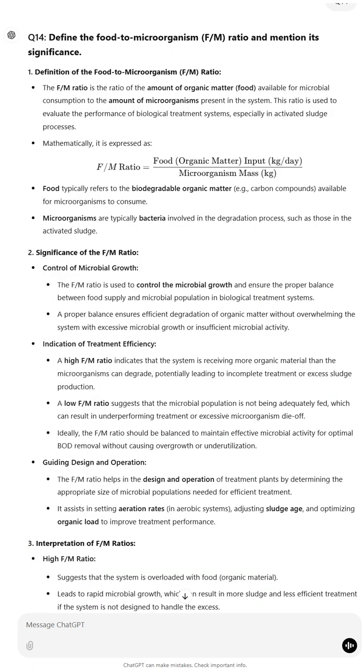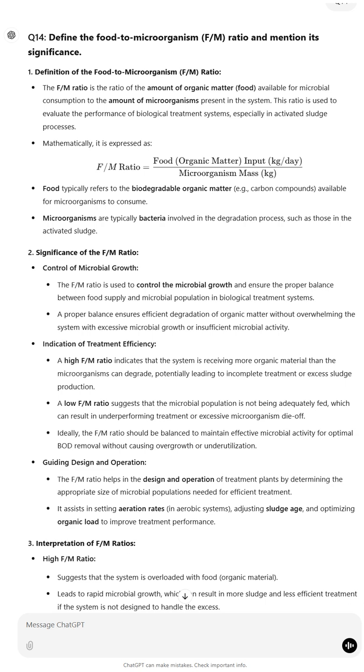Q14. Define the food to microorganism, F/M, ratio and mention its significance. 1. Definition of the food to microorganism F/M ratio. The F/M ratio is the ratio of the amount of organic matter, food available for microbial consumption, to the amount of microorganisms present in the system. This ratio is used to evaluate the performance of biological treatment systems, especially in activated sludge processes. Mathematically, it is expressed as F/M ratio equals food, organic matter input, divided by microorganism mass.